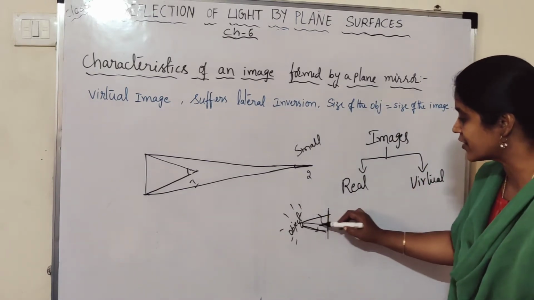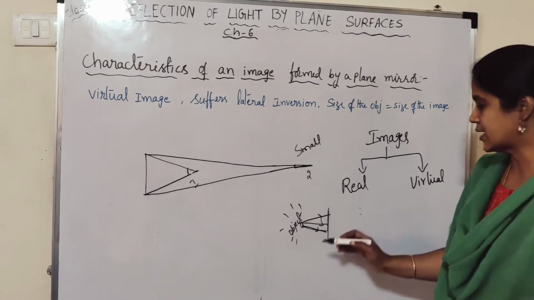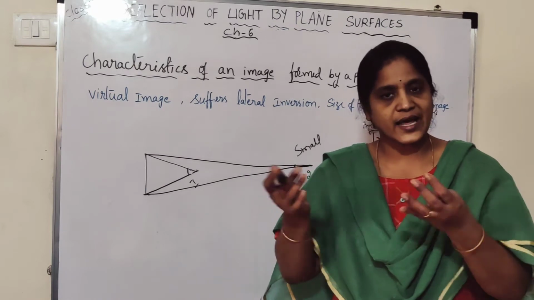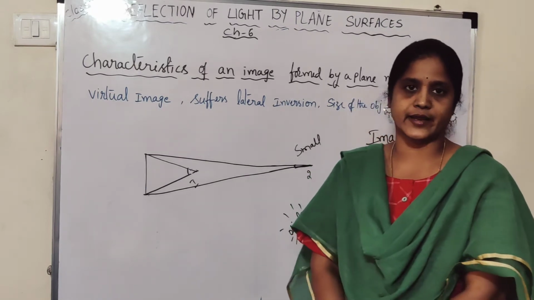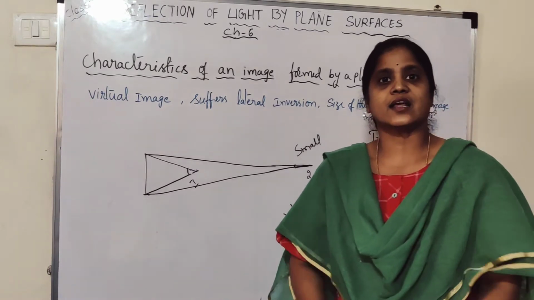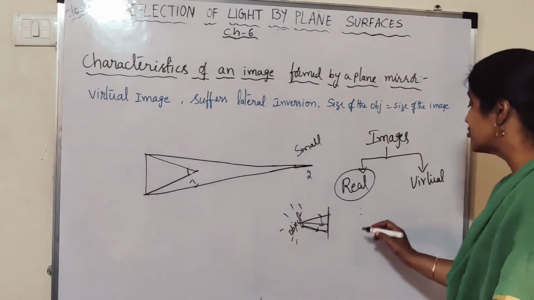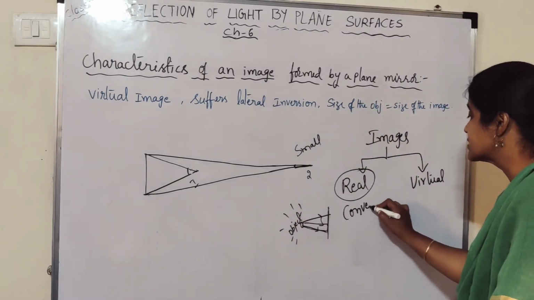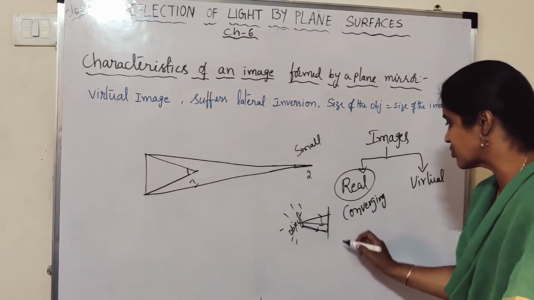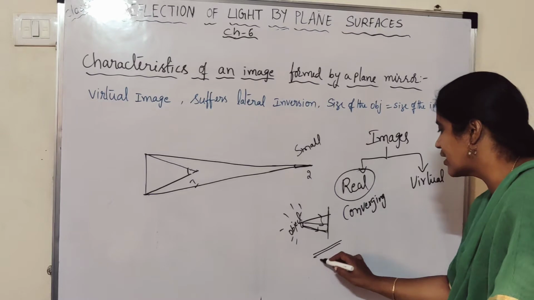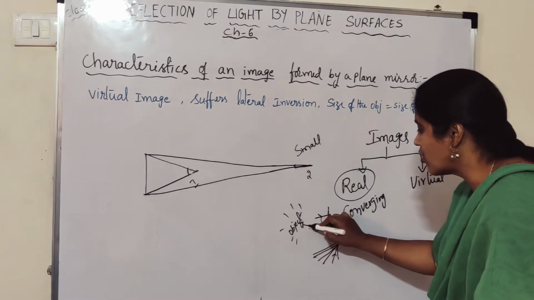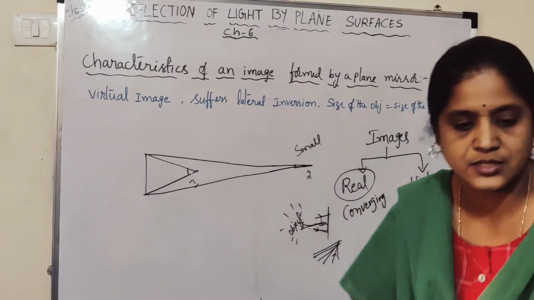So where the reflected rays are reaching, at that place if you place a screen, paper or anything, you can catch that image on that screen. Such types of images are known as real images. Real images are formed due to the converging of light rays. Converging means all the reflected light rays meet at one point. Here from the object, all the light rays, one minute.